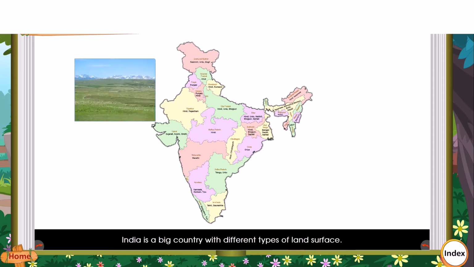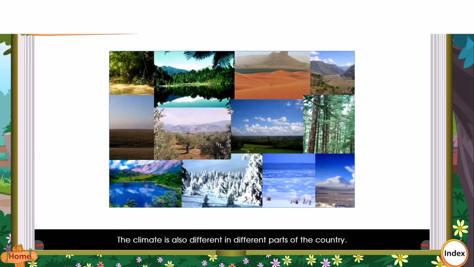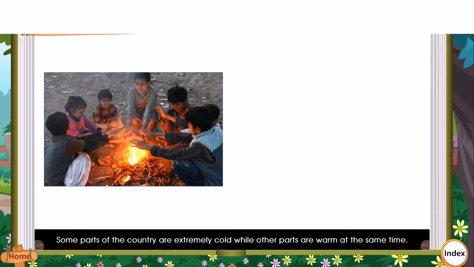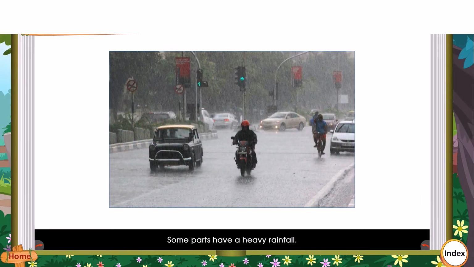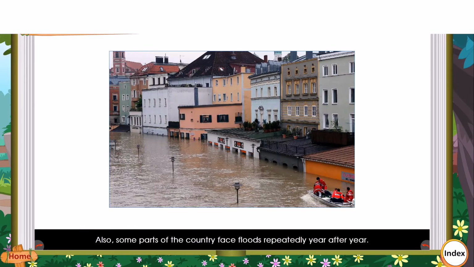India is a big country with different types of land surface. The climate is also different in different parts of the country. Some parts of the country are extremely cold, while other parts are warm at the same time. Some parts have heavy rainfall. In others, there is famine for want of rain. Also, some parts of the country face floods repeatedly year after year.